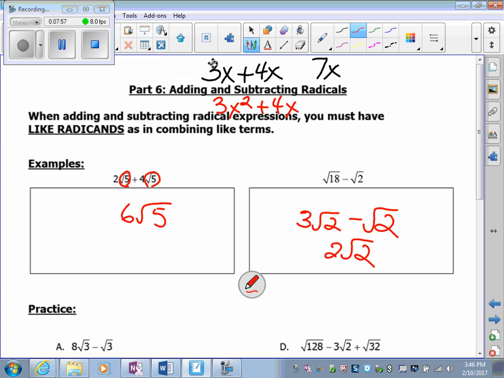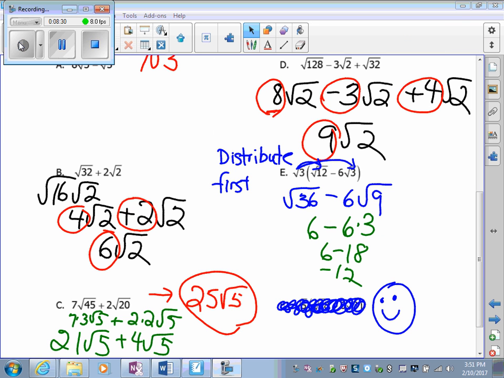All right, let's look at practice A. Oh great, the radicands are the same, radical 3 and radical 3. So 8 minus 1 is 7. So our final answer is 7 radical 3. What I would like you to do is the rest of the problems there, D, B, E, and F. And look at D. Right away you can see the radicands aren't the same, but you need to simplify 128 and 32. So go ahead and do that now, and then check your answers when you're done.